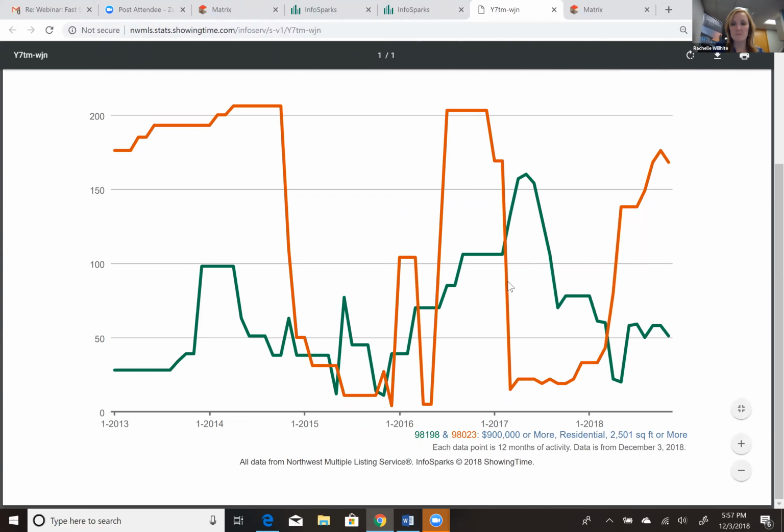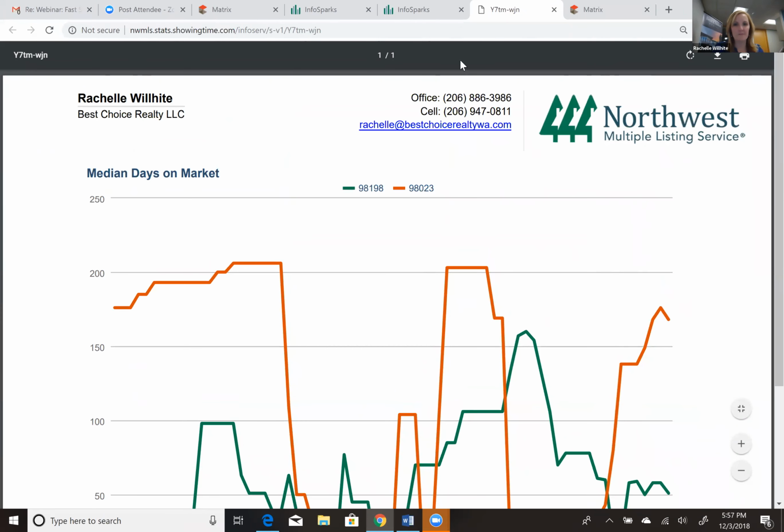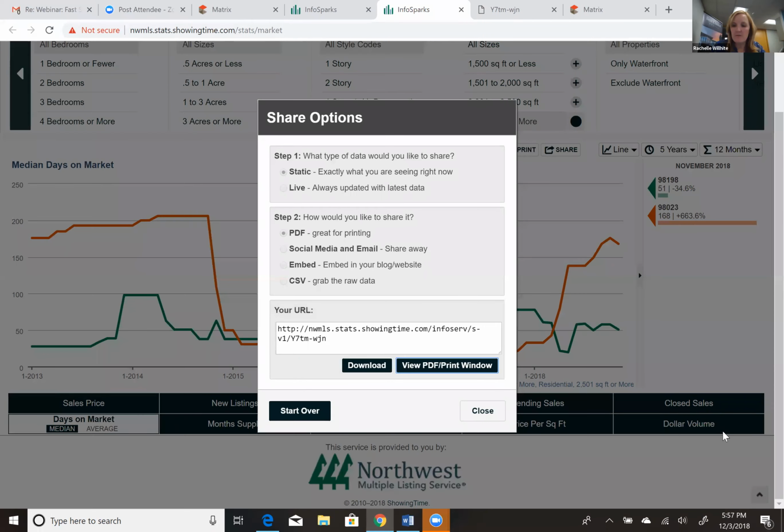And we can talk to these points. Down below here, it talks about the data points that I used. It puts that on the bottom of your graph. So if you've forgotten what you're comparing, and you're right there, put on the spot with the seller, just look down here at the bottom, and each data point is 12 months of activity. So it puts it nicely on the graph for you. So that's what the InfoSparks can do.